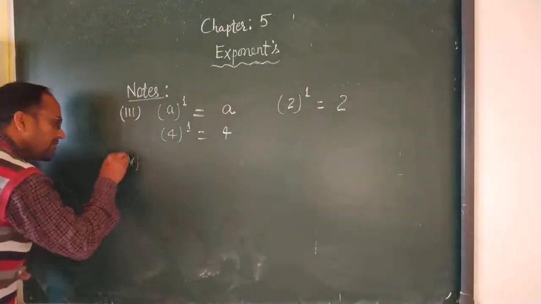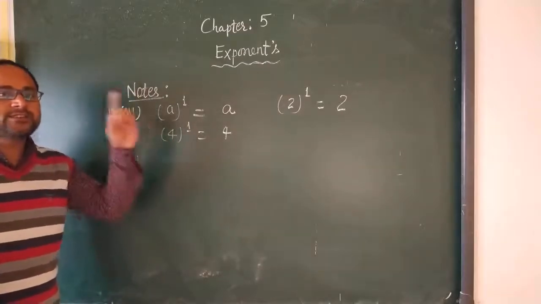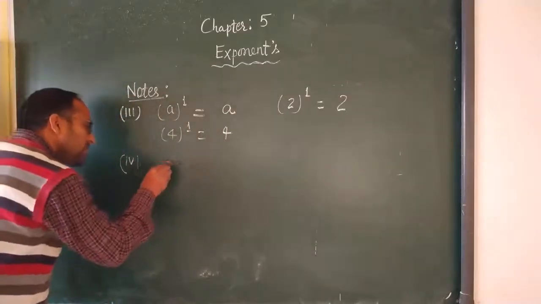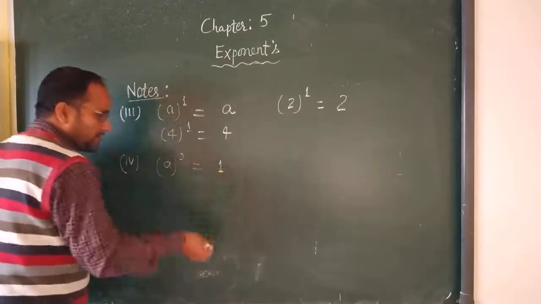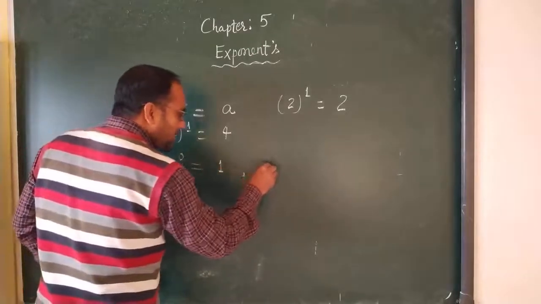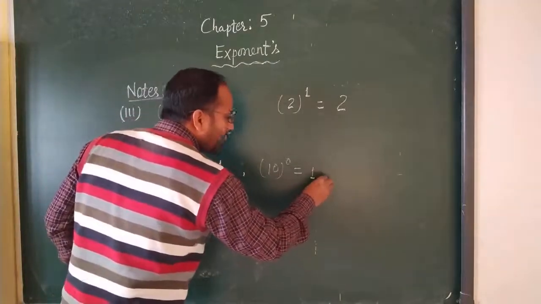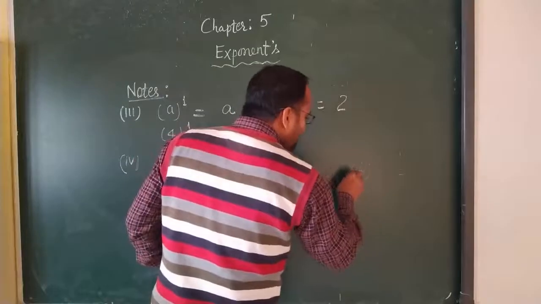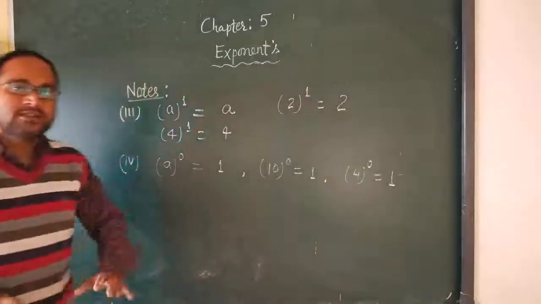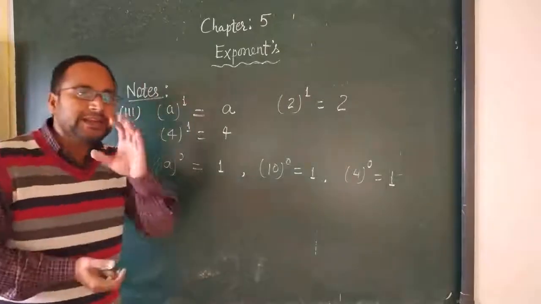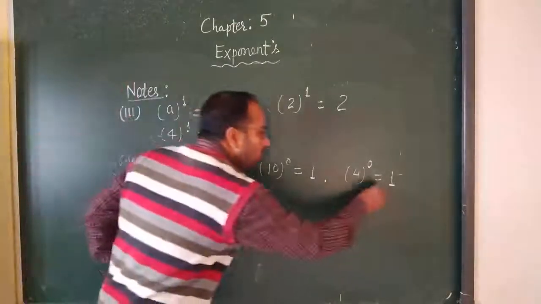Fourth one is, if any number has a power 0, then you always get 1. Suppose A to the power 0, then you always get 1. Same thing for 10 to the power 0, you always get 1. 4 to the power 0, then you always get the value 1. So if any number's index or power is 0, then you always get 1.